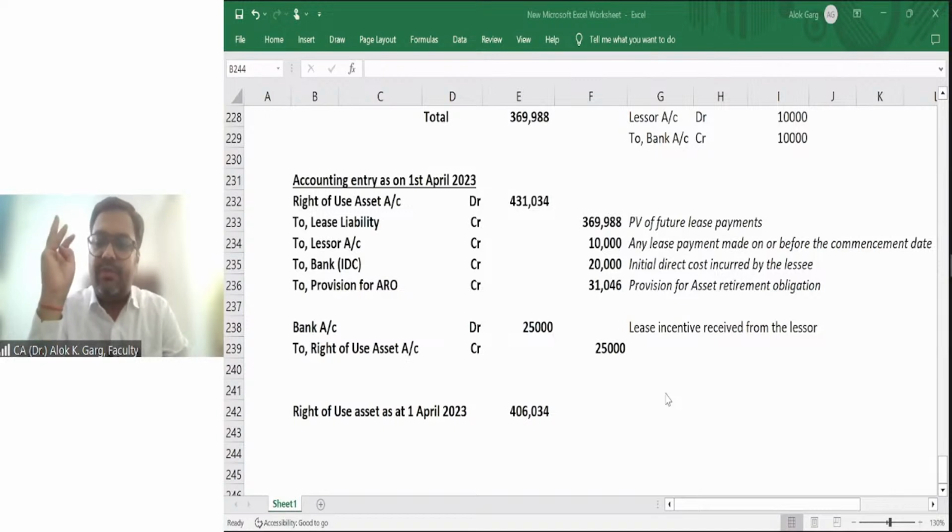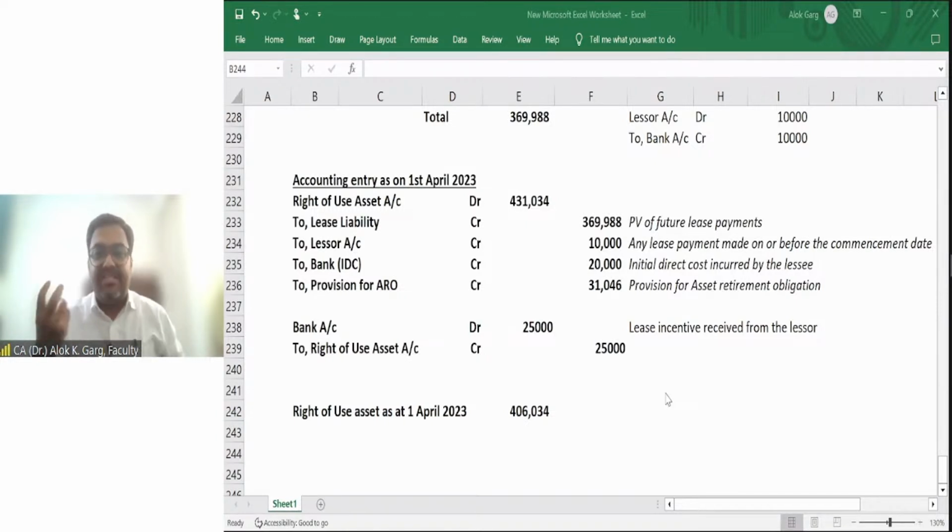Lease payment includes your fixed payment, in-substance fixed payment, variable lease payment, plus what? Exercise price, termination penalty, and residual value guarantee. These are the components of lease payment, and these lease payments have to be discounted to the present value, right? So these future lease payments will form part of the right of use asset. So number one is lease payment.